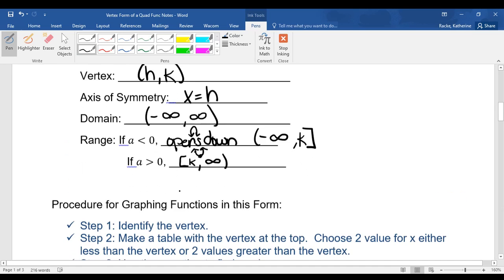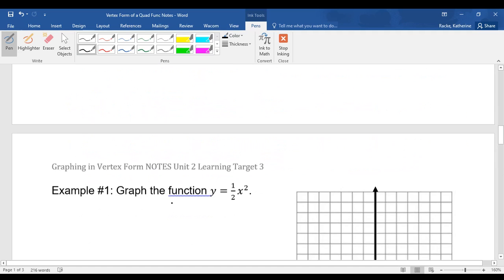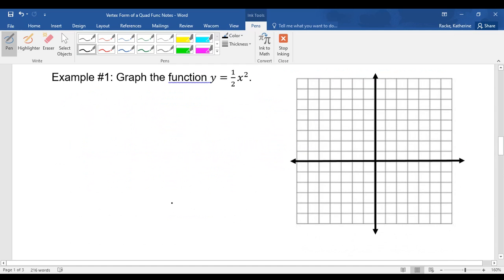So the procedure for graphing functions in this form. Step 1, identify the vertex. Step 2, make a table with the vertex at the top. Choose 2 values for x, either less than the vertex or 2 values greater than the vertex. Step 3, use the equation to find y values. Step 4, plot the points from your table and then use symmetry to plot 2 more points and draw a smooth curve. Okay, so now we're going to go through these steps.